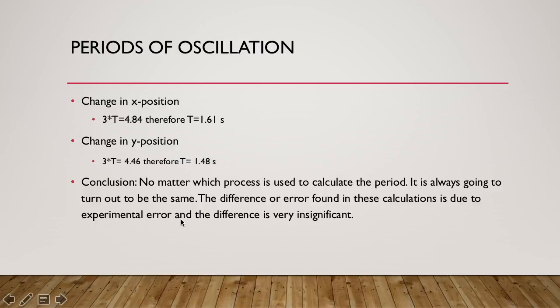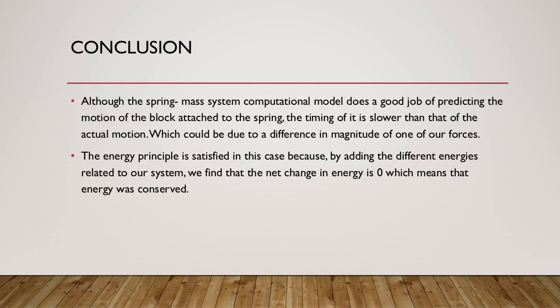The conclusion is, no matter which process is used to calculate the period, it is always going to turn out to be the same. The difference or error found in these calculations is due to experimental error, and the difference is very insignificant. So, in conclusion, although the spring mass system computational model does a good job of predicting the motion of the block attached to the spring, the timing of it is slower than that of the actual motion, which could be due to a difference in magnitude of one of the forces that we calculated.